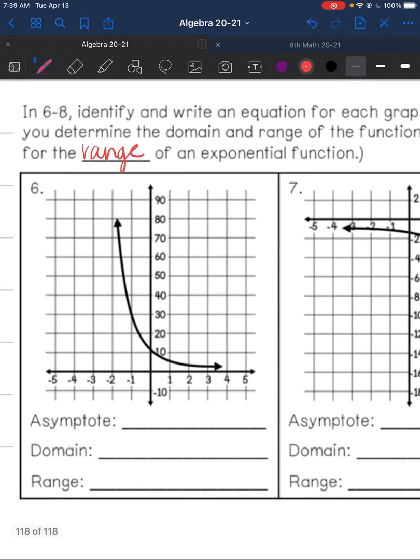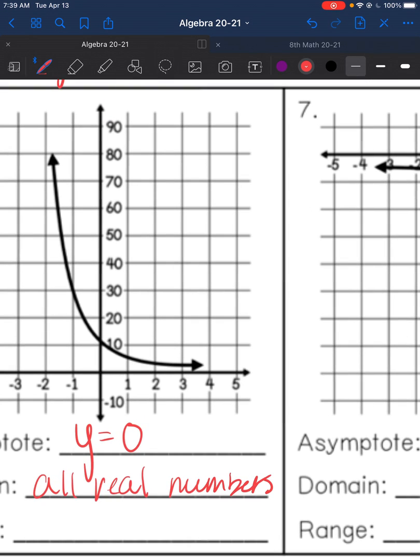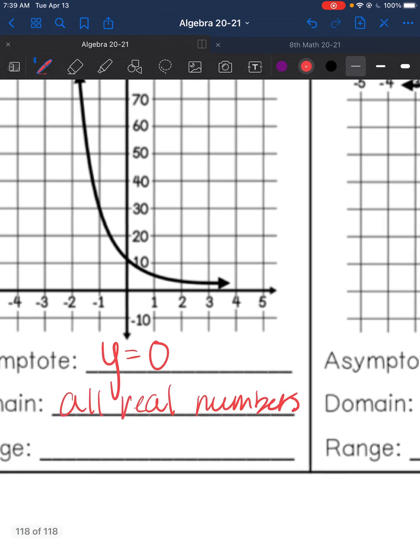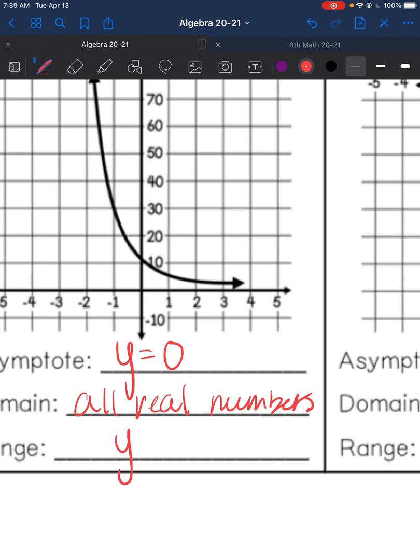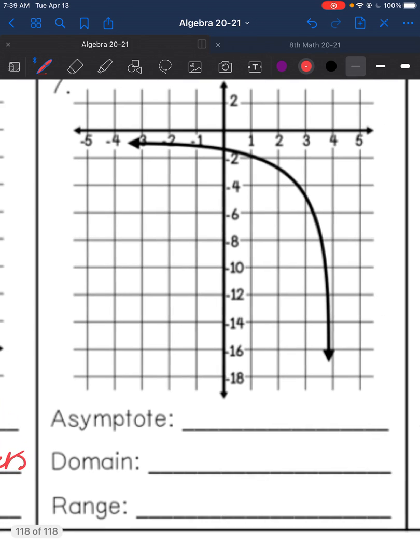So looking at number 6, we can see that it's approaching y equals 0. It's approaching that x-axis. So I've got arrows on both sides. It's going on forever. My domain is all real numbers. But my range, I know that it cannot go anywhere near 0. So instead of y being greater than or equal to, it really is greater than 0. Y is greater than 0.